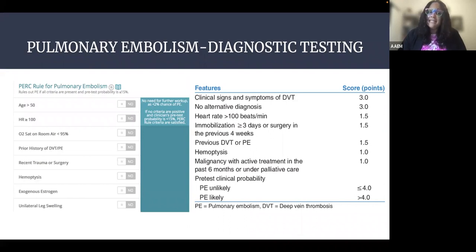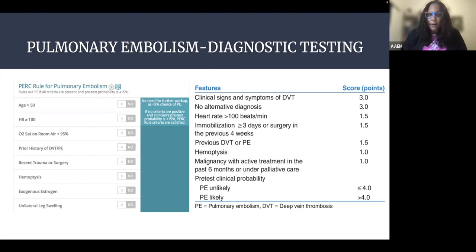Another thing that we use is the Wells score. So if a patient is not PERC negative, meaning one of these boxes on the left was checked yes, you can move to the Wells score. And this scoring is a little bit more involved. But the important thing to note here is if their score is less than 4, you can get a D-dimer. If their score is greater than 4, then you go straight to CTA.